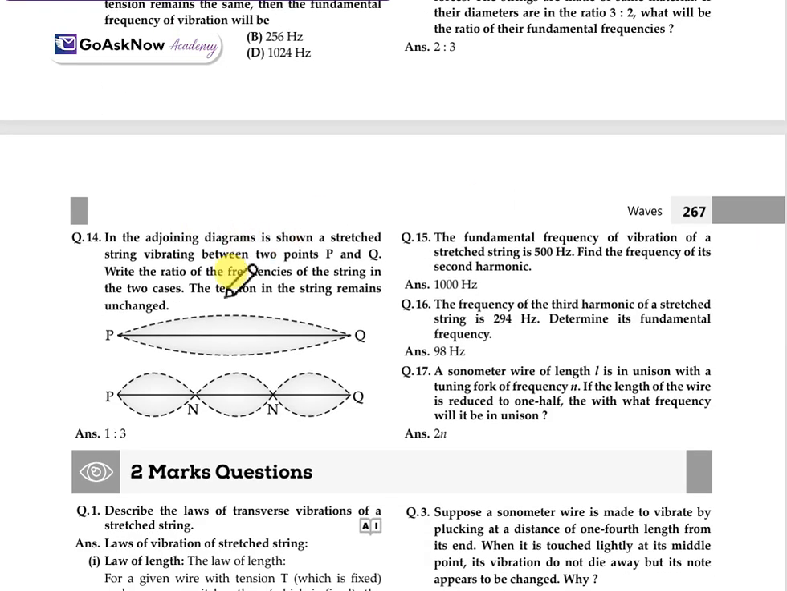In the adjoining diagrams, a stretched string is shown vibrating in cases P and Q. Write the ratio of the frequencies of the string in the two cases. The tension in the string remains unchanged. Here we have two points P and Q, and the vibration mode with end nodes is being produced. In the first case only one segment is produced, so the ratio is 1, and in the other there are 3 segments. So the ratio between P and Q will be 1:3.